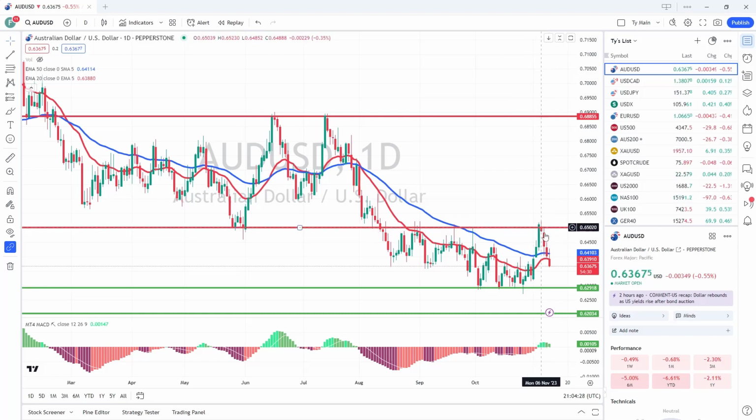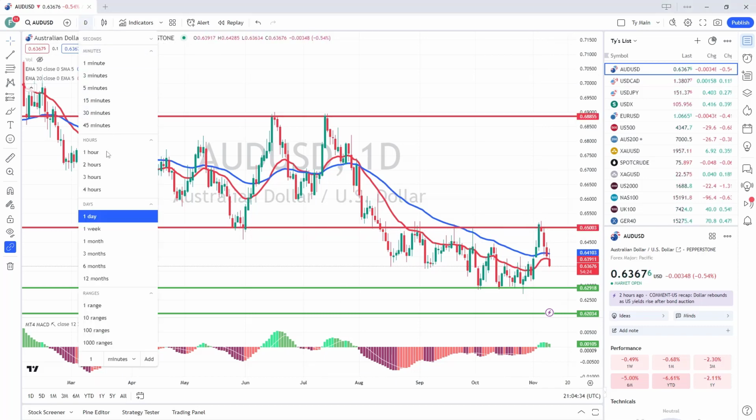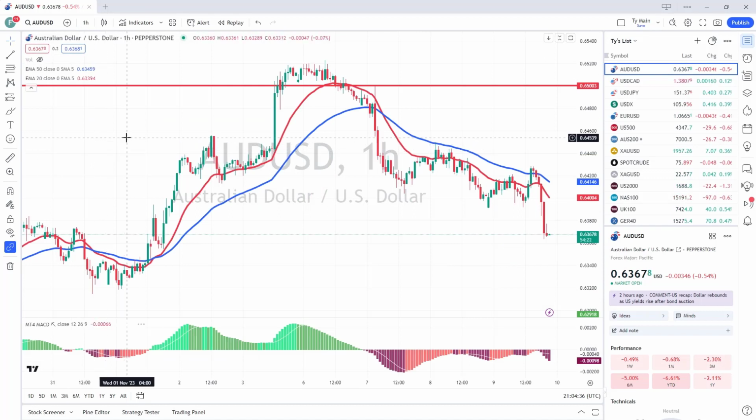What I love about these levels is that you can see them in advance, but when you go to the smaller time frames, like say a 1 hour or even a 15-minute chart, if you're trading that particular session, you do get the entry points. You can see here we were already rolling over on the 1 hour chart. Quite clearly on Monday, we started to roll over.